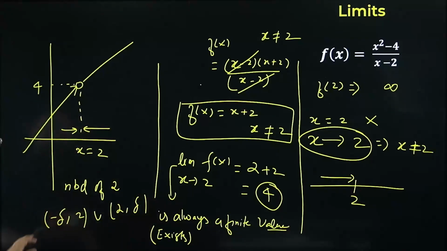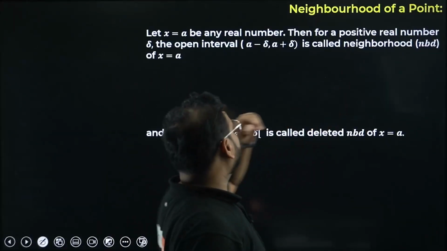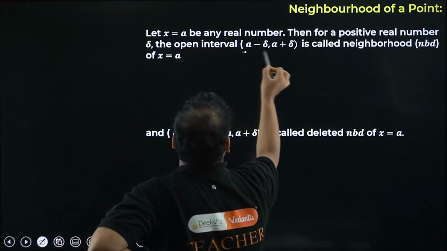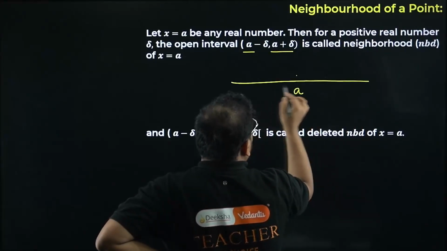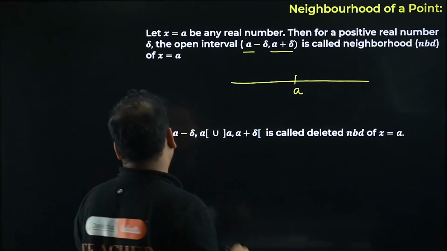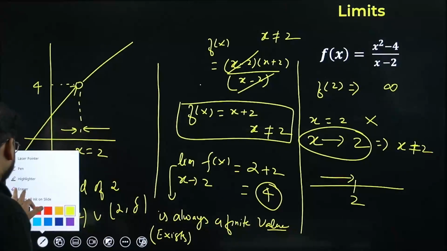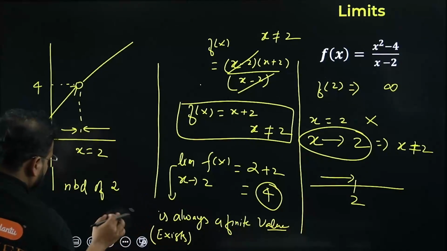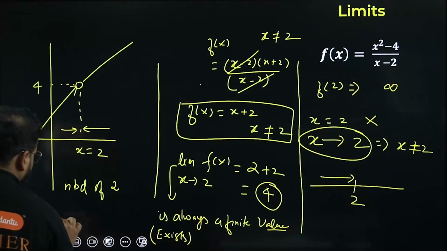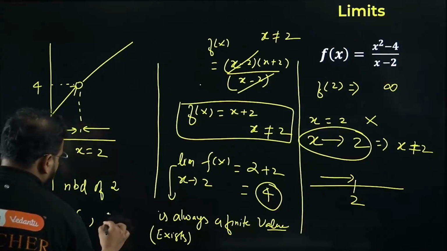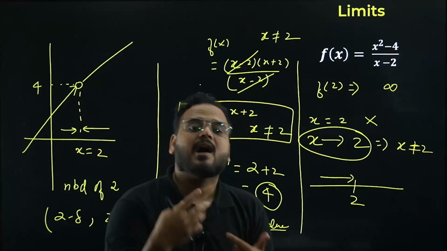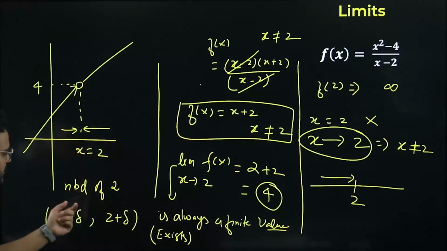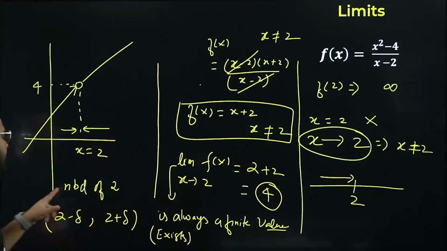Let's move on. For the neighborhood of a point, we write a minus delta to a plus delta. I wrote it wrong earlier. So 2 minus delta to 2 plus delta will be your neighborhood of the point 2. What is delta? Delta represents a very small value. A very small value before 2 and after 2 will be your neighborhood of the point 2.